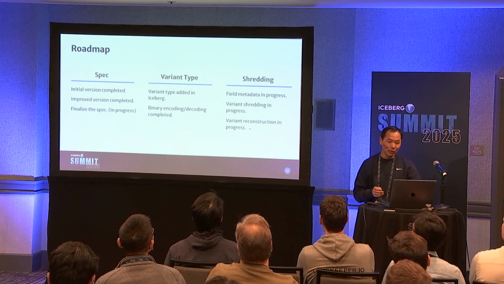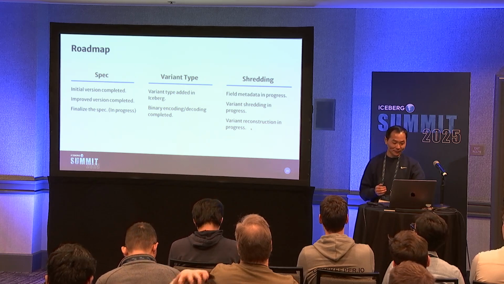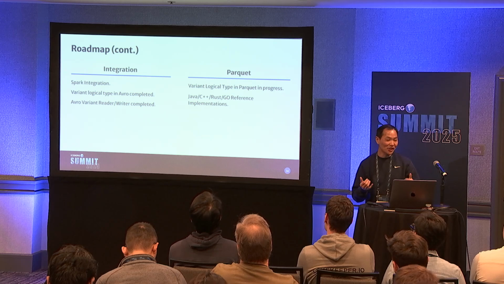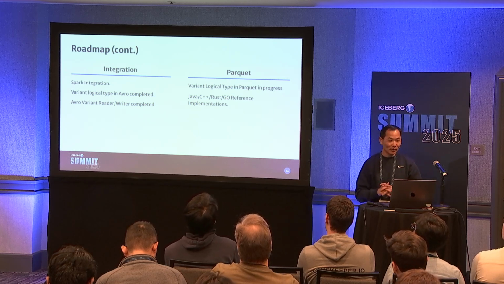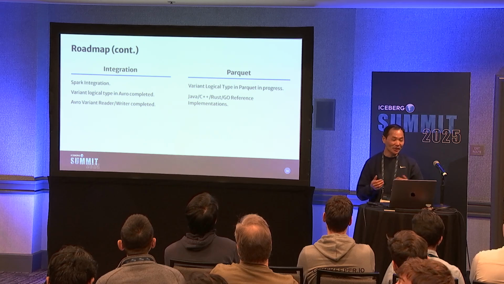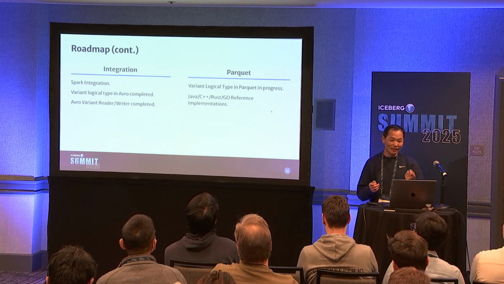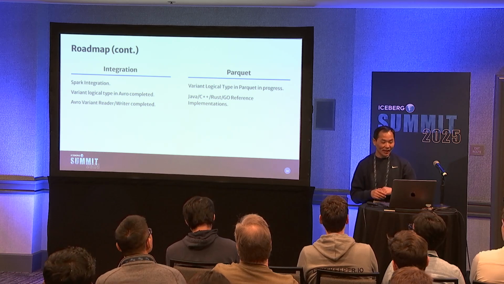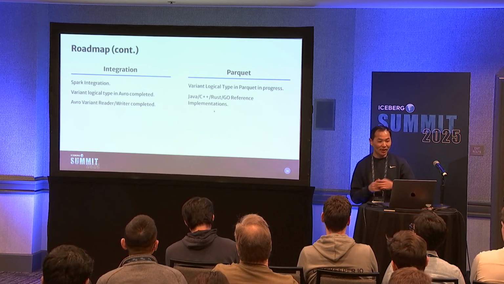A couple of things are in progress. Variant reconstruction and shredding are in progress. And there are a couple of integrations: Spark integration hasn't started, and some engines are starting to add the variant implementation. On the Parquet side, we need to add the variant logical type, which is in progress, and also, as I mentioned, some reference implementations are in progress as well.